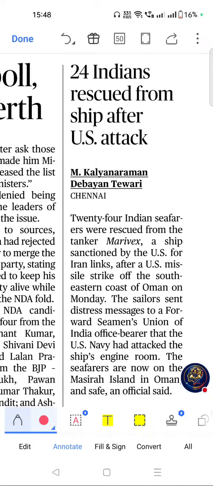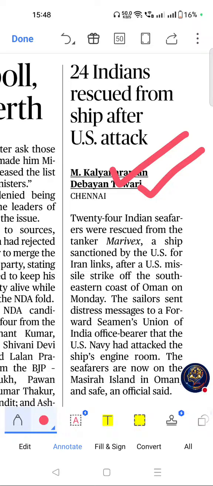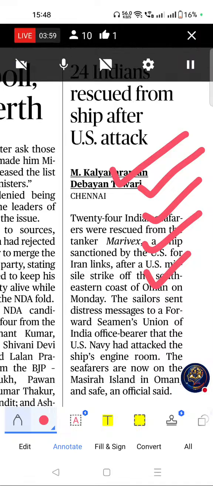Or this one: 24 Indians rescued from ship after US attack. If you see the importance, maritime security is a major UPSC topic. Indian diaspora protection is part of foreign policy. The Gulf region remains critical for trade and energy. It demonstrates challenges in international conflict zones.